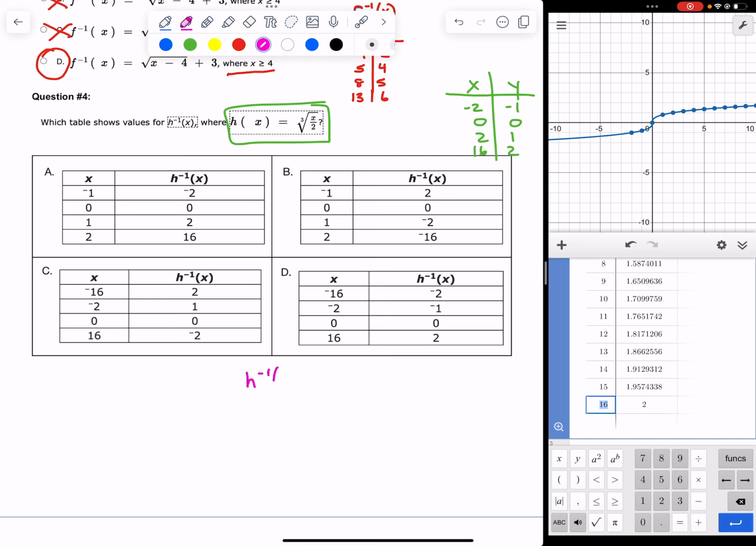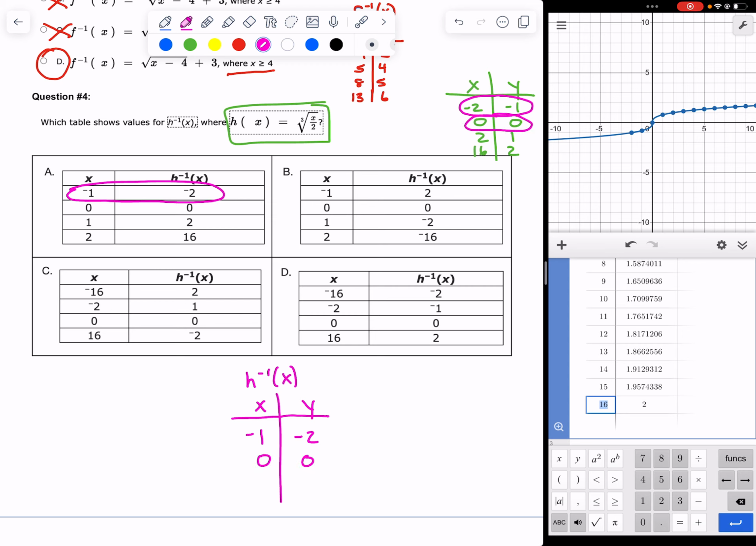So h to the -1 of x should have the values that I just wrote down but switched. So -2, -1 is going to be -1, -2. So I see A has -1, -2, so that's still an option, and none of the others have that. But let's just make sure we're also good with the other points we wrote down. So 0, 0, A also has that point in the right order. And then we had 2, 1, so we need to have 1, 2, which is also there. And then 16, 2 is 2, 16. So A is definitely the right choice because it has all the X's and Y's switched. So that would be perfect.